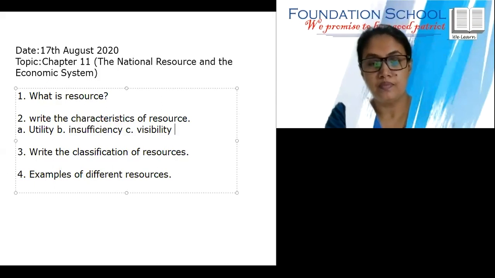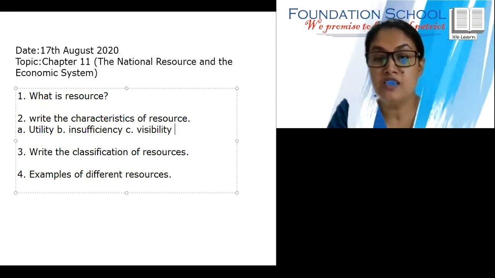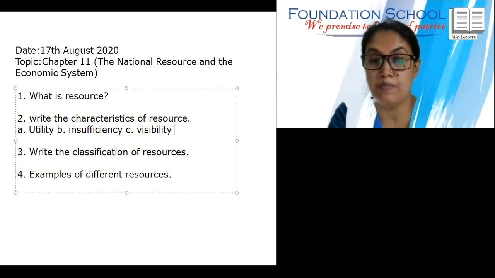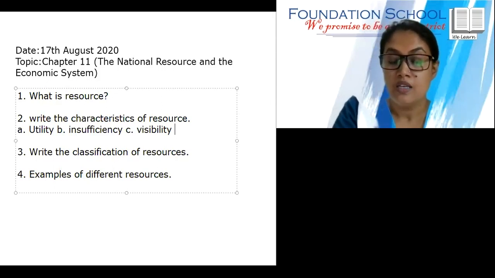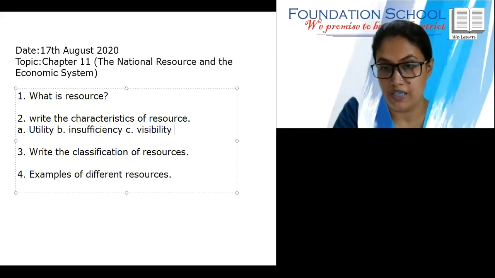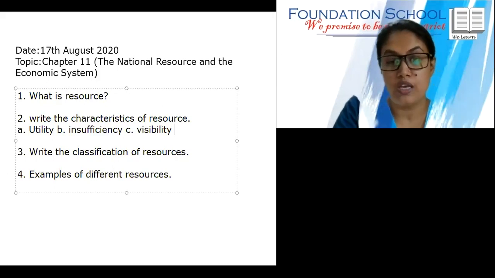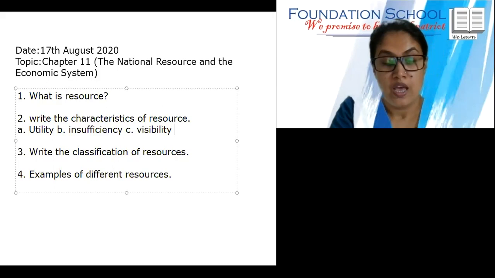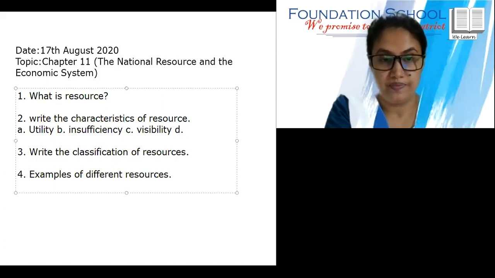Suppose, as I said, I can see a pen, that is a resource. I have jewelry, I use it, it has demand, that is a resource. But there are some resources which do not have visibility, and we can also say that these are resources. And the last one, what is the last characteristic? Exchangeability.